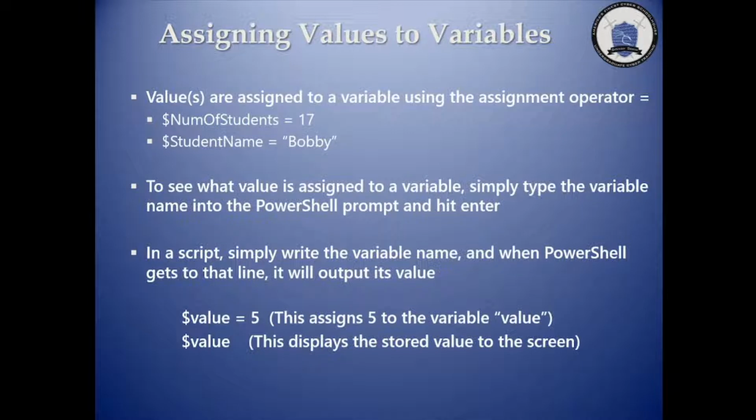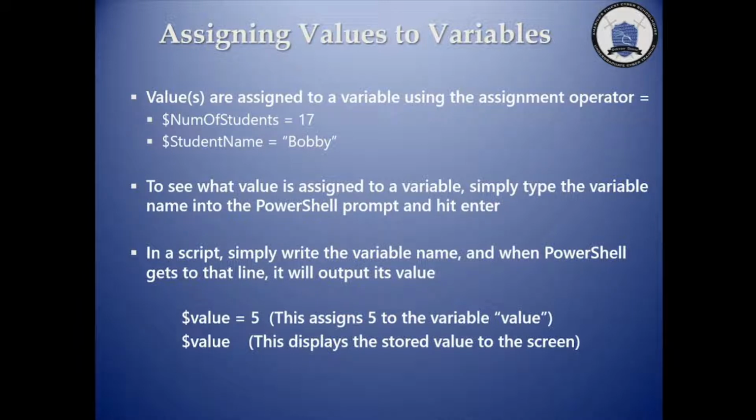In our first example, we have num of student is equal to 17. So PowerShell is taking that number 17 and storing it into the variable num of students. The next one is going to be a string. So we have student name is equal to Bobby. So Bobby is being stored inside of student name.